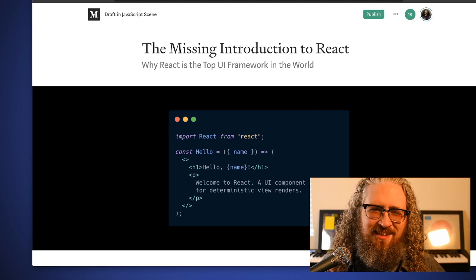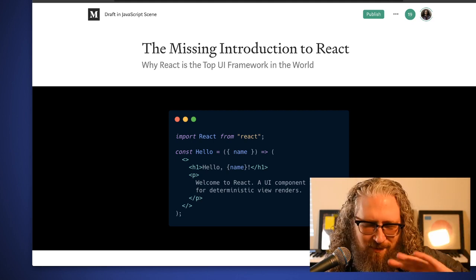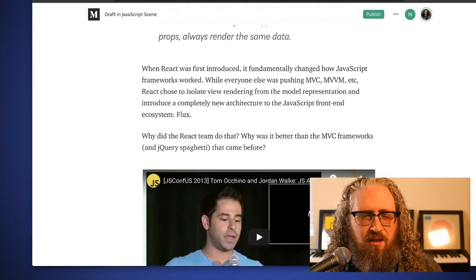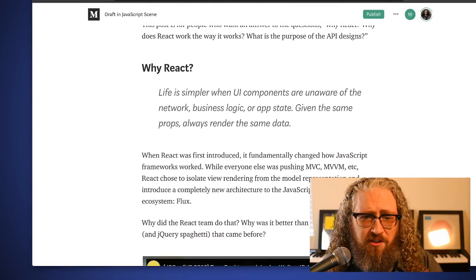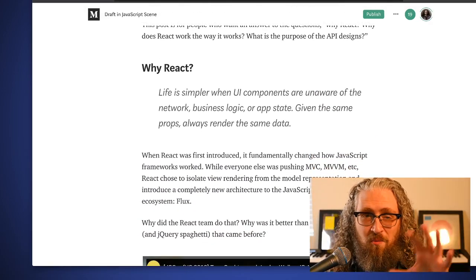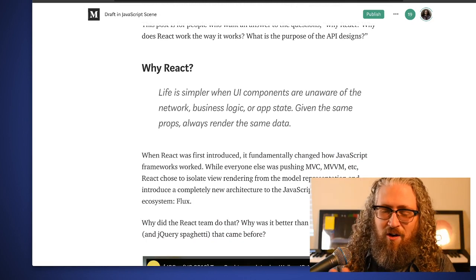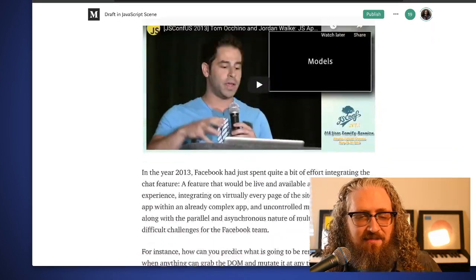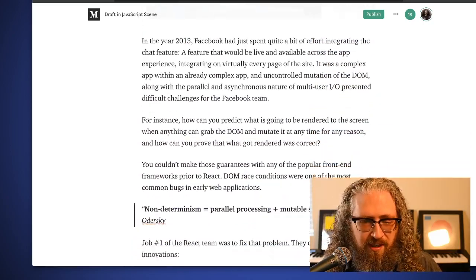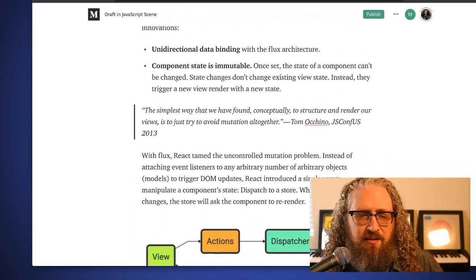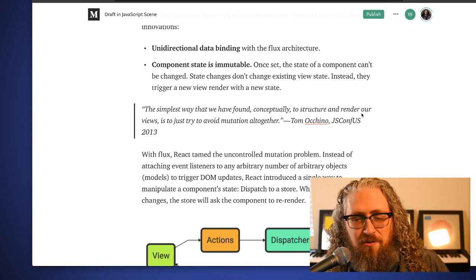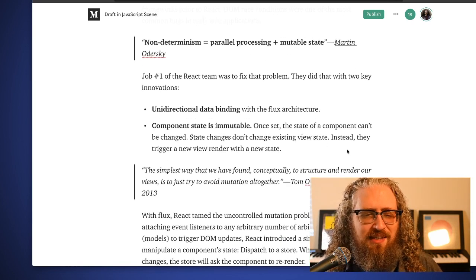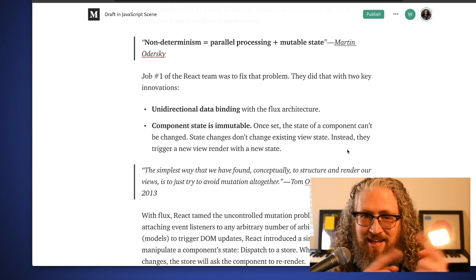And the React team was like, this is an impossible situation. What if we just didn't have to deal with mutation at all, right? So React's big innovations were a couple of things. What I want you to know is that life is simpler when UI components are unaware of the network, unaware of business logic, and unaware of app state. Given the same props, always render the same data. And that is the key innovation that the React team came up with. They said the simplest way we've found conceptually to structure and render our views is just to try to avoid mutation altogether. So they did that with two things: unidirectional data binding instead of two-way data binding, right?